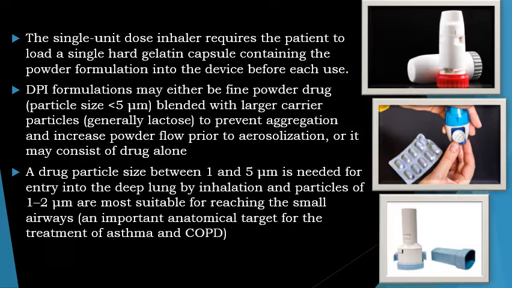DPI formulations may either be fine powder drugs having particle size less than 5 micrometer blended with larger carrier particles, generally lactose, to prevent aggregation and increase powder flow. A drug particle size between 1 and 5 micrometer is needed for entry into the deep lung by inhalation, and particles of 1 to 2 micrometer are most suitable for reaching the small airways, an important anatomical target for the treatment of asthma and COPD.